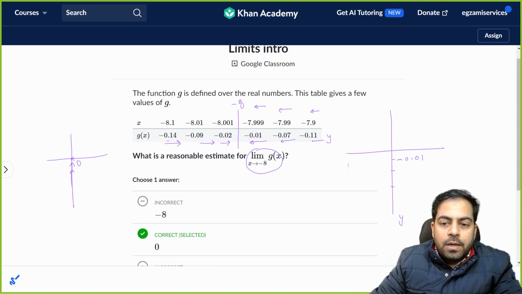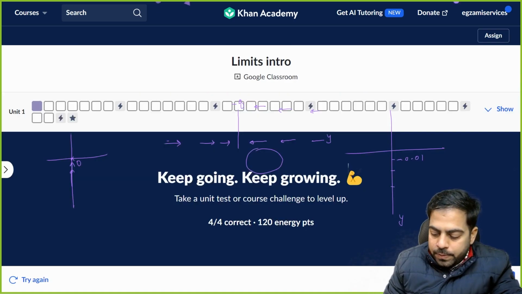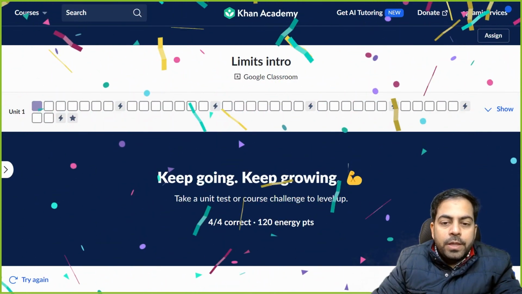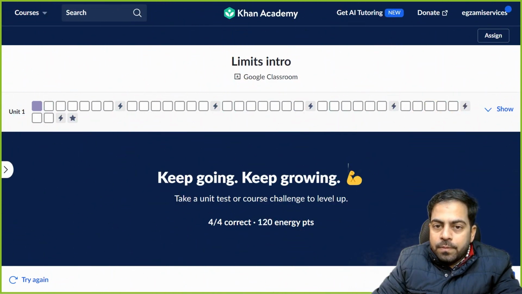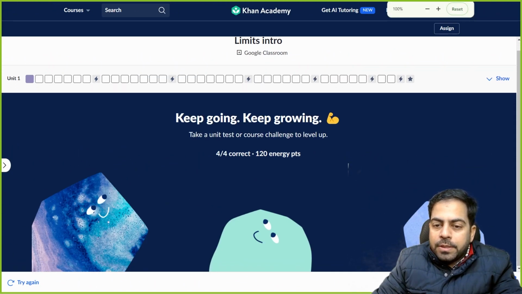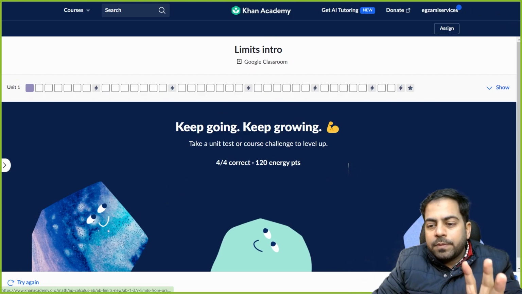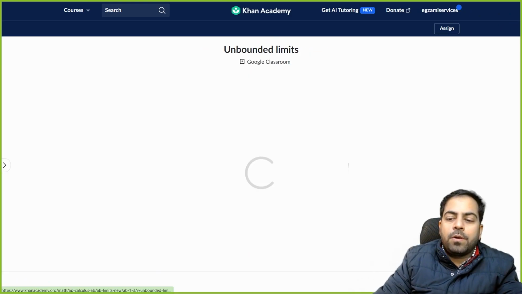So this was our first lesson of limits intro. They included two questions on limits from tables and two questions on limits from graphs.